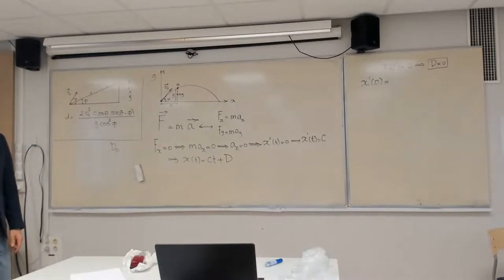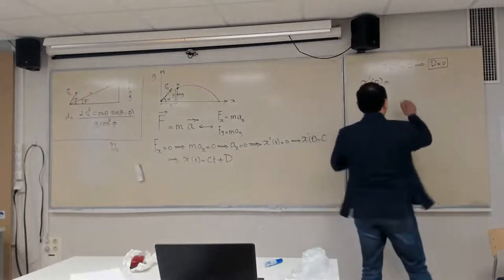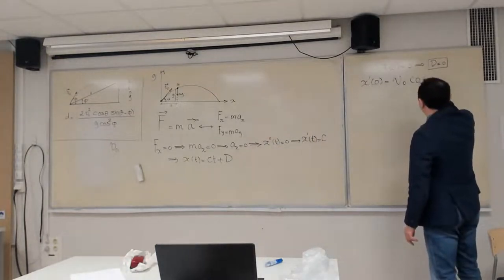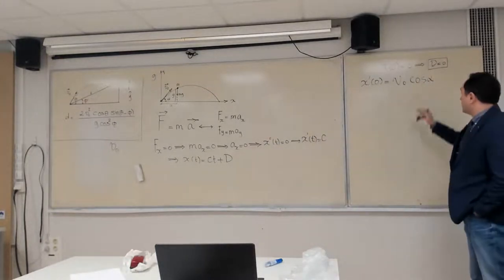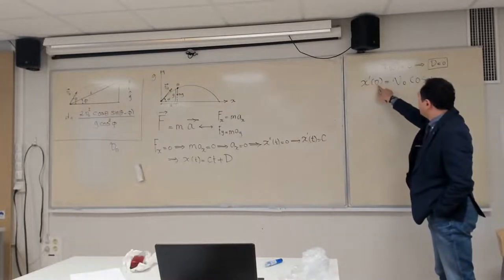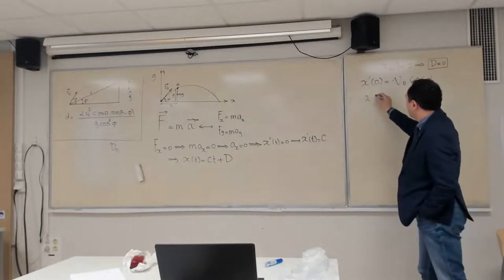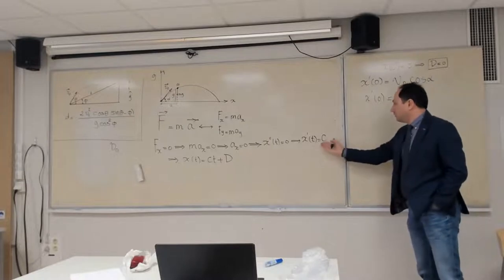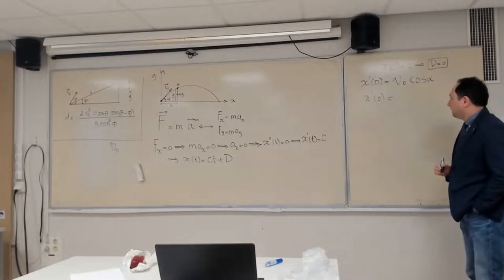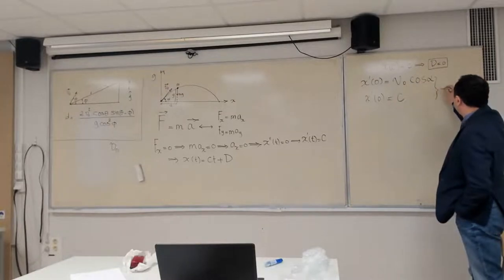Not the cosine of v naught. V naught times cosine. So this should be v naught cosine alpha. Do you agree? Okay, so can you tell me what this means? It means that x prime of zero on the one hand is this. On the other hand, what is x prime zero according to this? A constant c. So if you compare them, you found your c. C is v naught cosine alpha.